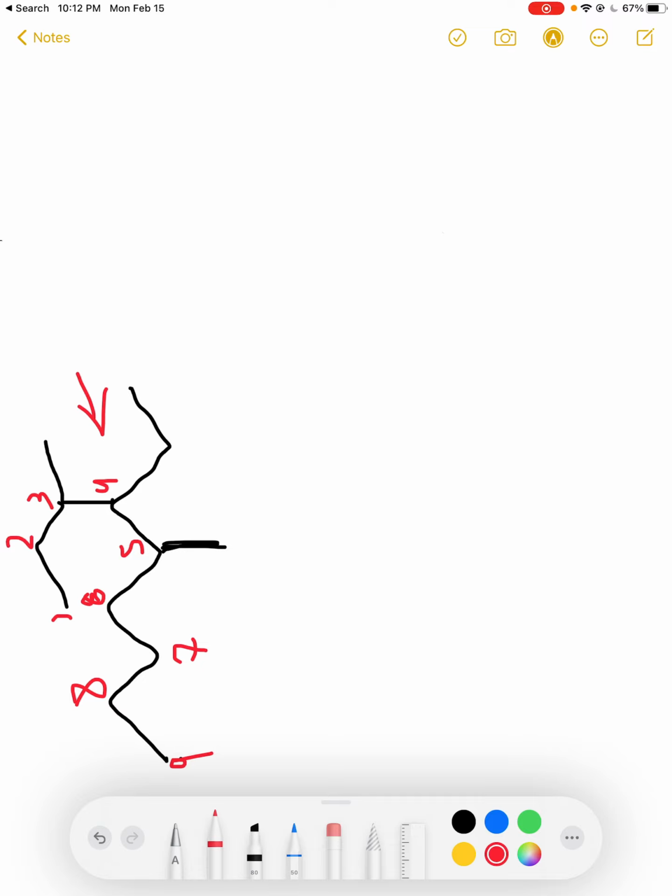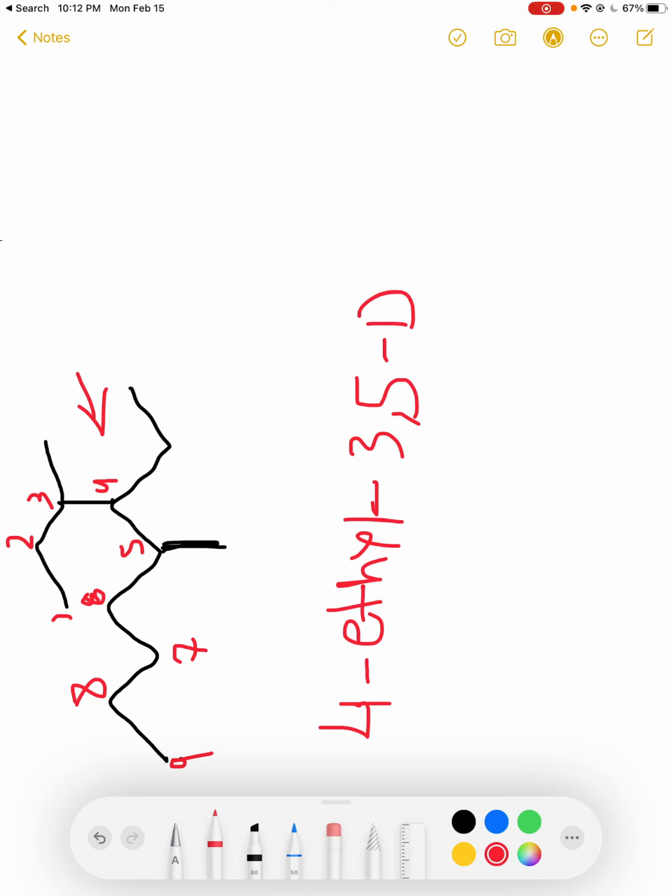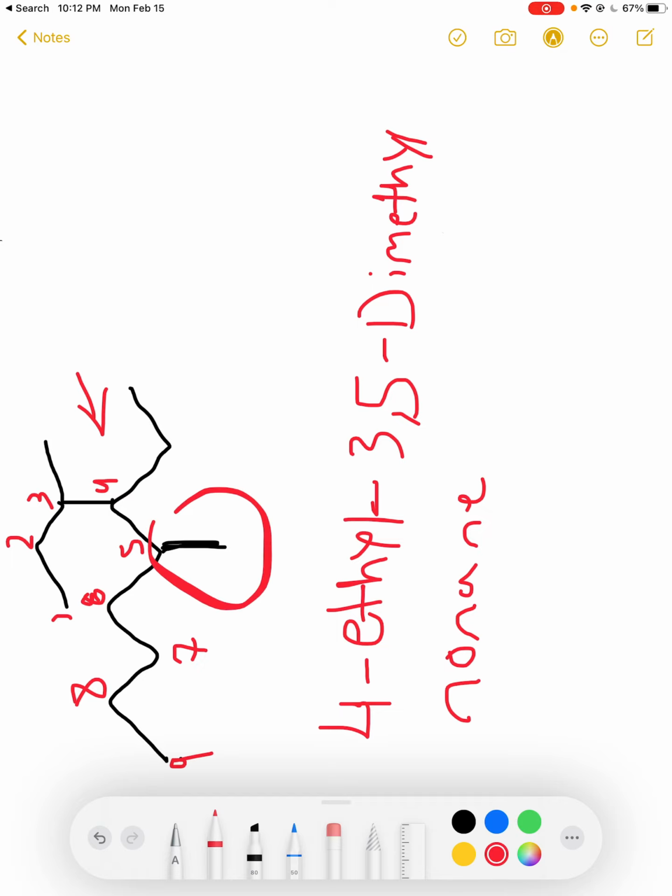So this one will be 4-ethyl-3,5-dimethyl. And remember we said the mother name was nonane. It's going to be, I'm going to write it down here, nonane. And that'll be for that structure because you had substituents here, here, and here. Okay, and that'll be for that.